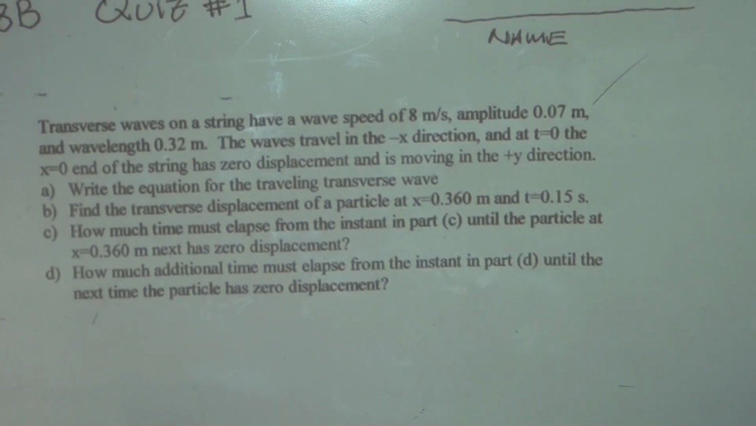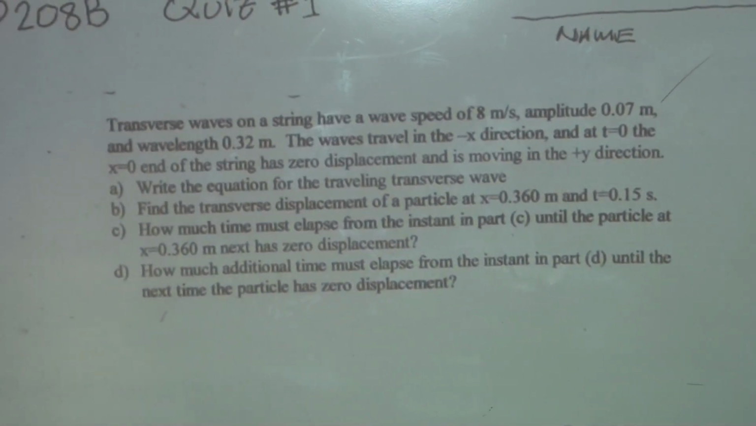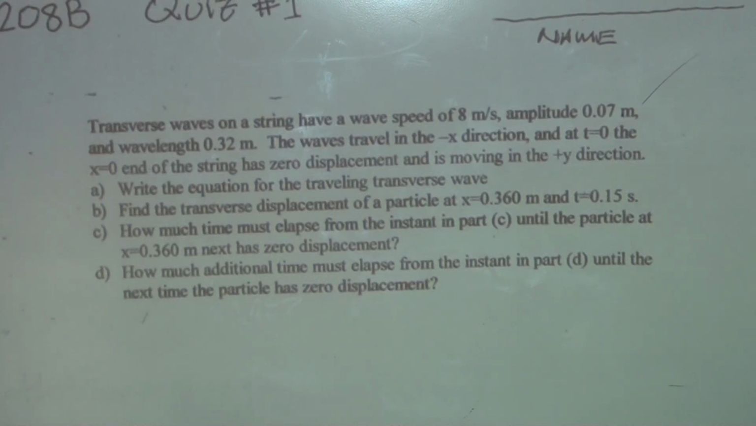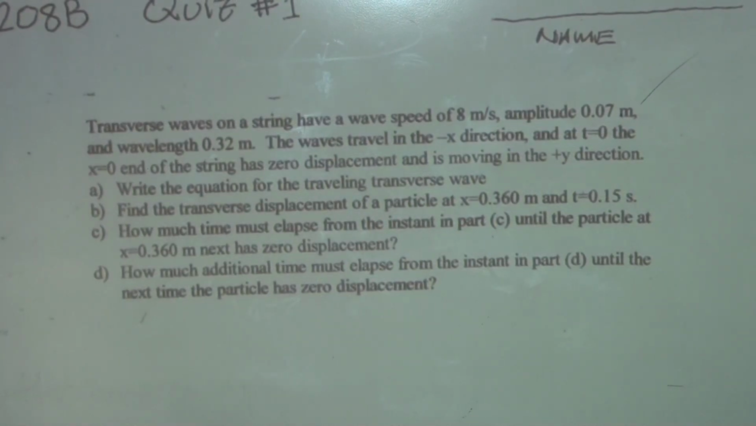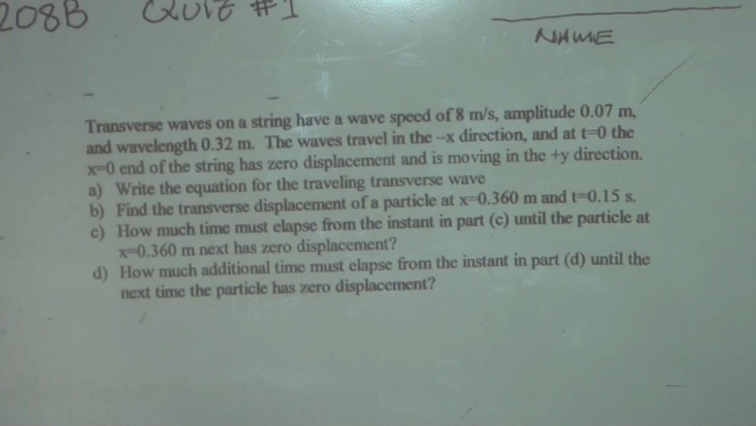Now the reason why this information is given to you here is so that you can determine the phase angle. Okay, so if we know what the initial conditions are of a point in the medium at time equals 0, we can tell what kind of a sine wave we're dealing with, that's moving in the negative x direction.